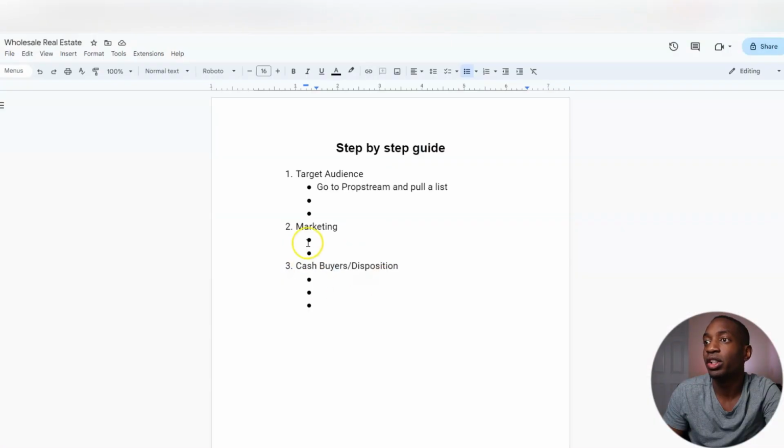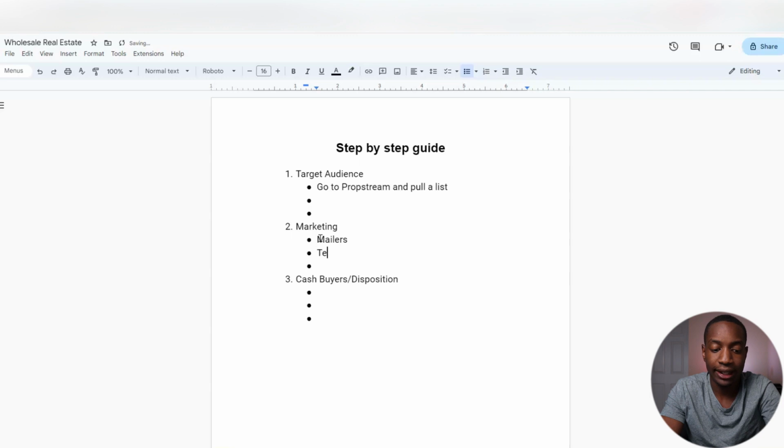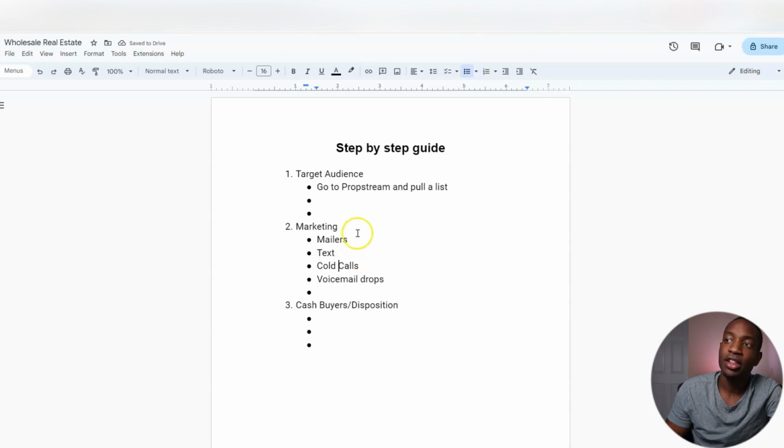From here, we're going to do marketing, and we're going to either do mailers or do texts or do cold calls or do voicemail drops or things of that nature. And the other thing with target audience, which goes into marketing, is driving for dollars, driving around your neighborhood, looking for a property that's distressed and that needs repairs, and writing that address down.